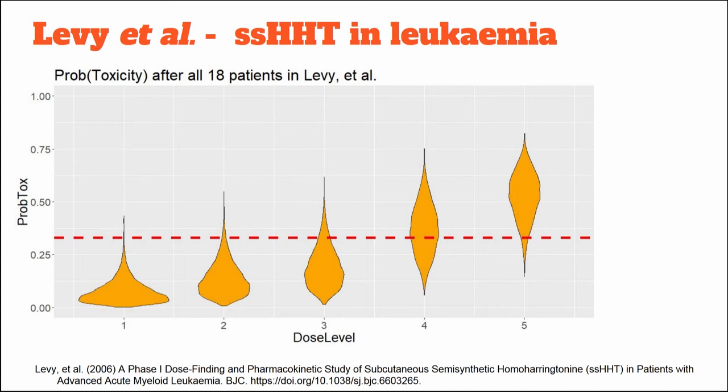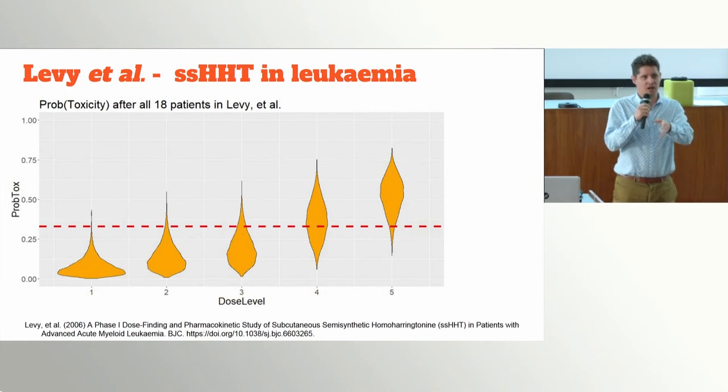Here are some results from an actual trial from 2006. It shows the results at the end of a trial that used the CRM, a one-parameter CRM model. It used 18 patients. They investigated 5 dose levels, but actually only gave 3 of them to patients. These are the results they had at the end of their trial, when they called it quits and gave a recommendation. But they wouldn't have had this chart then, I don't imagine.